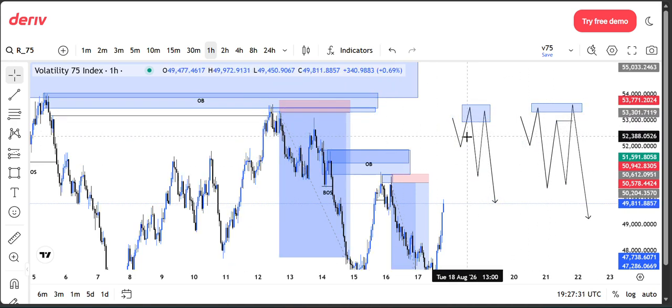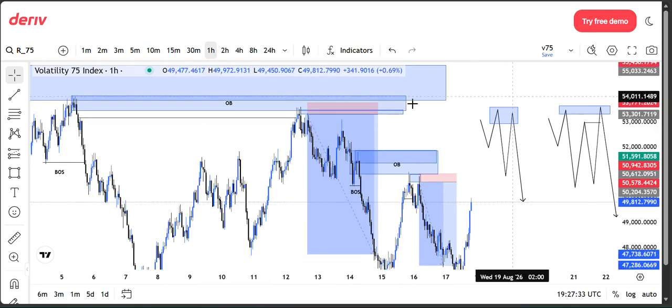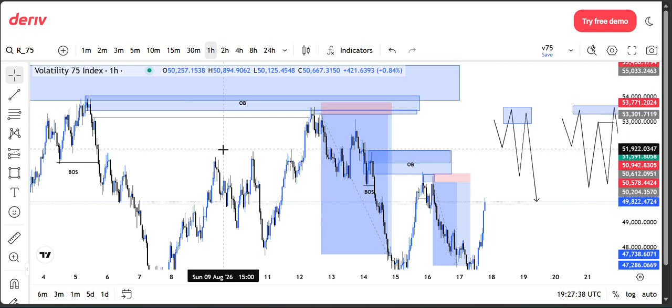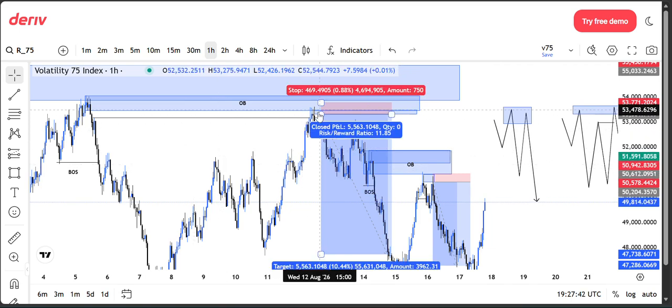So the most important thing is, for one of the questions that the person asked, he was saying I wasn't distinguishing market structure shift and change of character when I'm doing the confirmation entry.